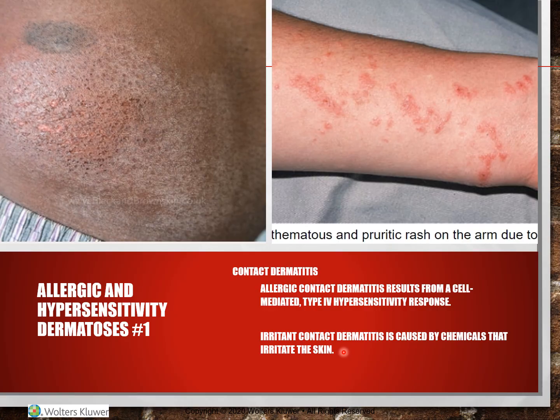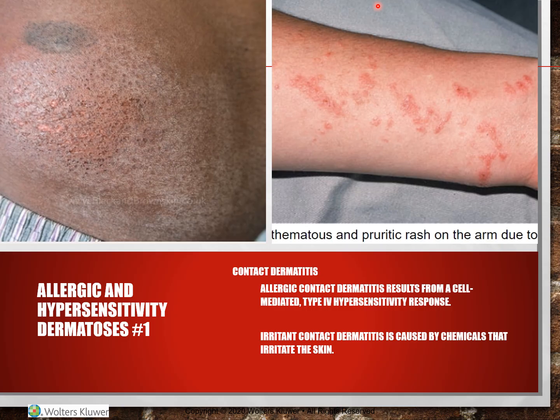So this is really allergic contact dermatitis. This results from those cell-mediated type 4 hypersensitivity responses. There are around 2,000 identified causes of allergic dermatitis. So this can be very common, and oftentimes patients might not even know what they came into contact with that caused this, because the reaction might be so delayed that they're not even quite sure.